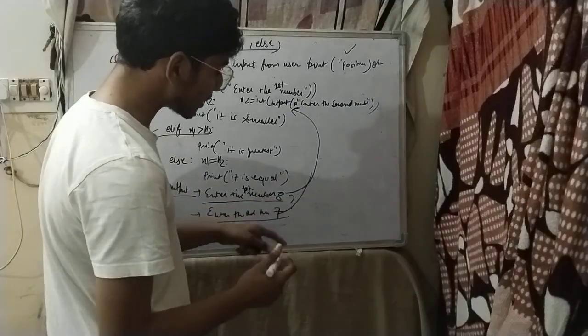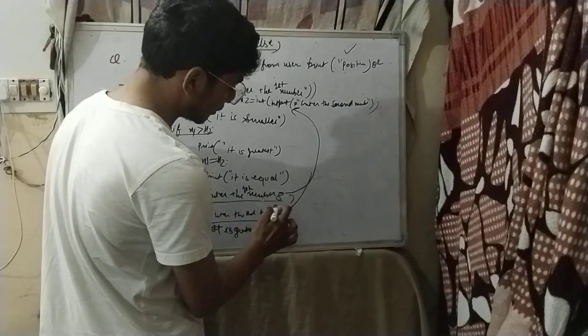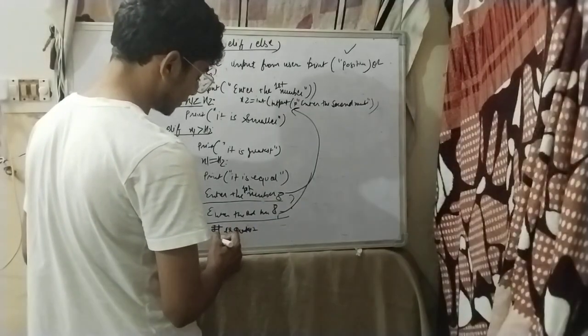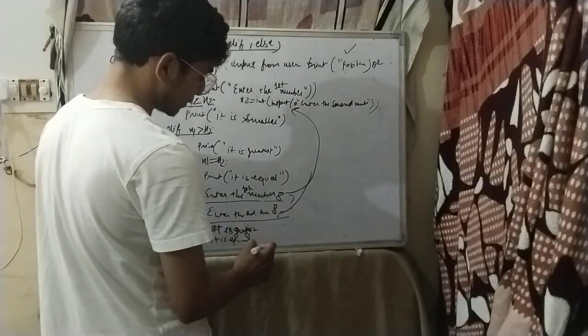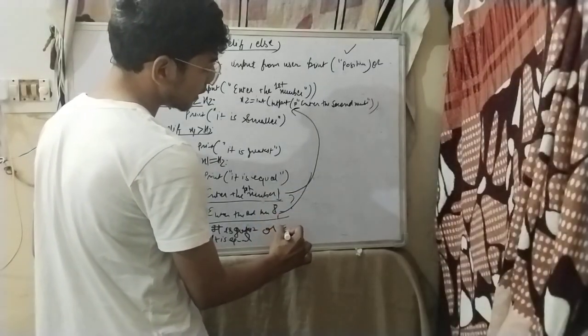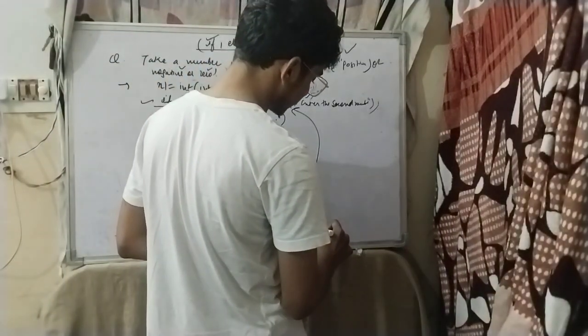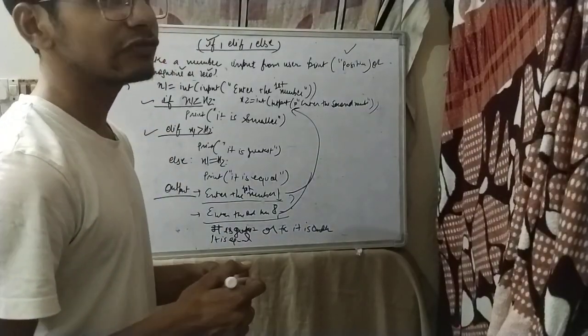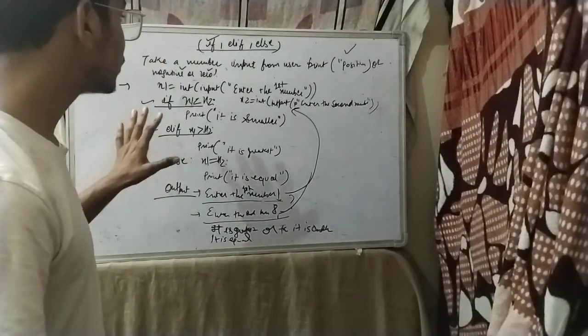So if you write 8 and 8, then if you press the enter button, it shows it is equal. Or if you write 7 here, then it shows it is smaller. This is a very basic question for if else. Now we are going to do the second question.